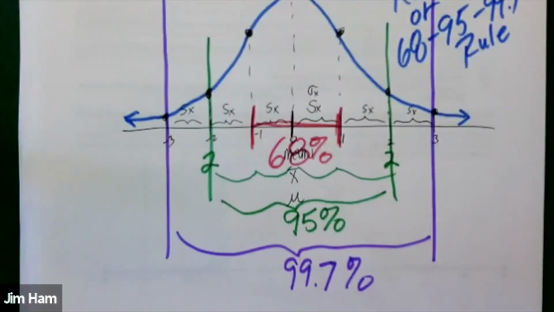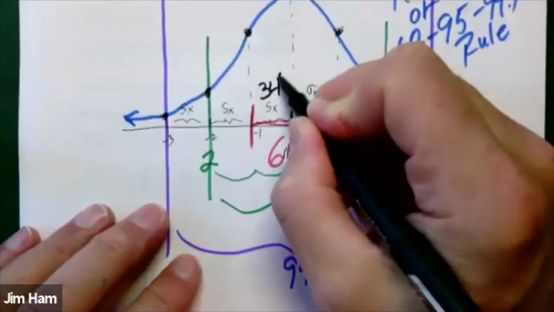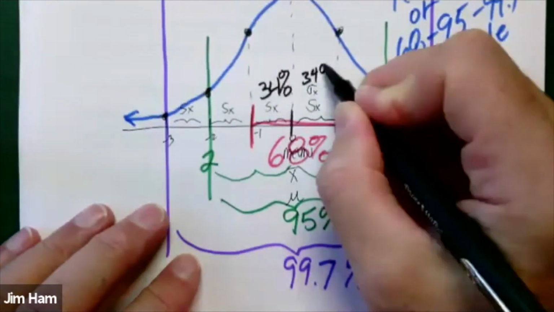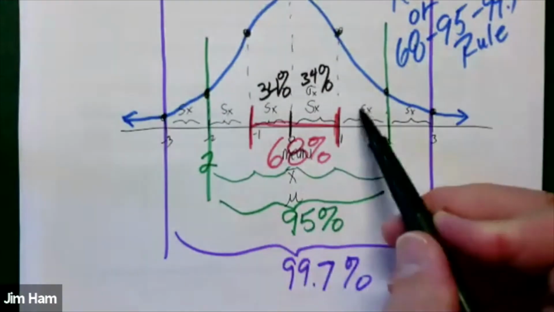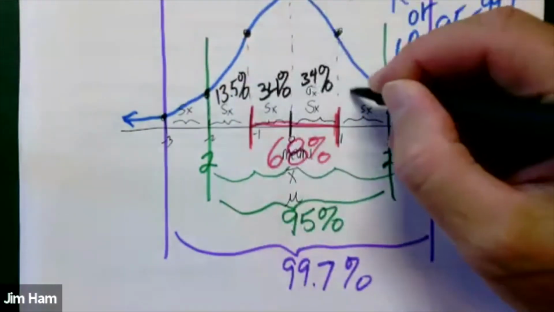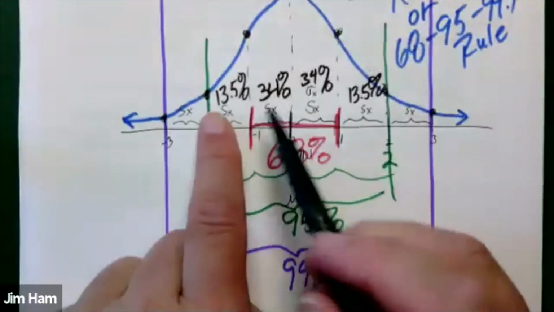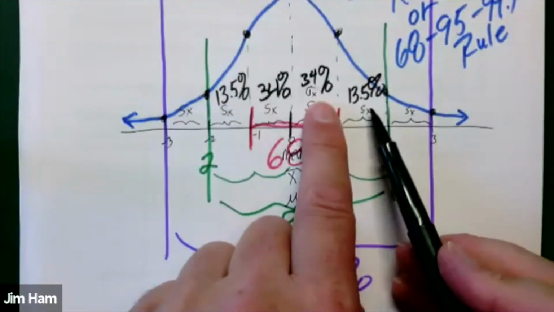And there's all kinds of symmetry in this graph. And so if the middle chunk is 68%, then each of these smaller chunks is 34%. And if these 2 chunks have to be the same, then they have to be 13.5%, because we want these 4 to add up to 95.